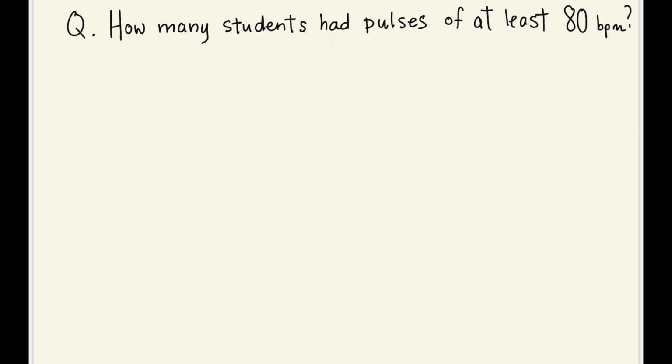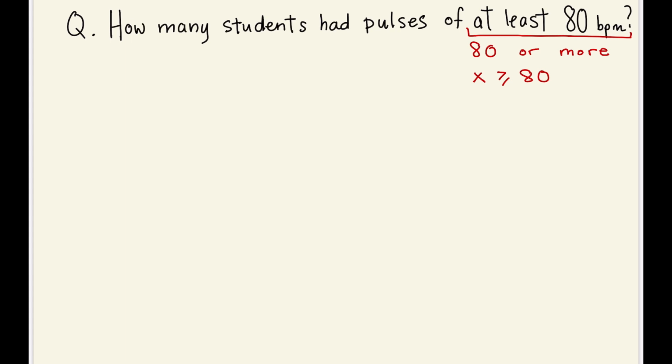The next thing I want to do is answer a couple questions about the frequency table. So here you see the question, how many students had pulses of at least 80 beats per minute? Just to be really clear, at least 80 beats per minute means 80 or more, or if you like algebra notation, this is basically saying x is greater than or equal to 80.